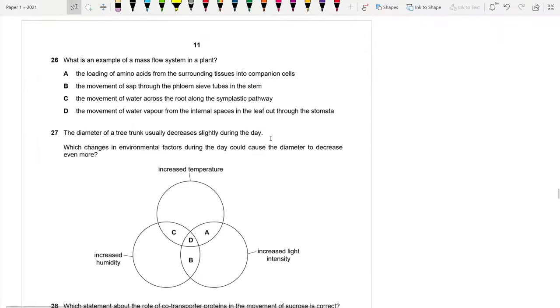What is an example of a mass flow system in a plant? Interesting. The loading of amino acids from the surrounding tissues into... no. The movement of sap through the phloem in the stem. This is true because the hydrostatic pressure builds up. But the first one is an example of secondary active transport or loading basically. It's not mass flow. And the movement in the root along the symplastic pathway is not mass flow. Movement of water vapor from the internal spaces is not. But the transpiration stream is an example of mass flow. It's not in the options though.